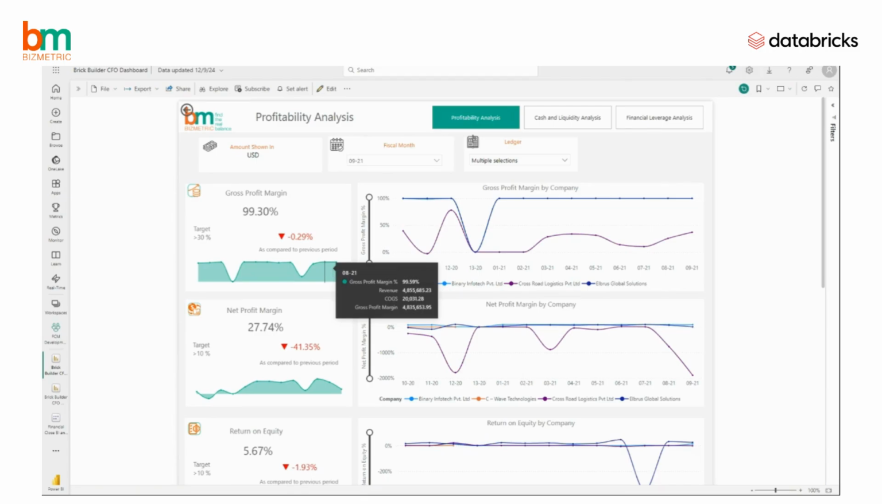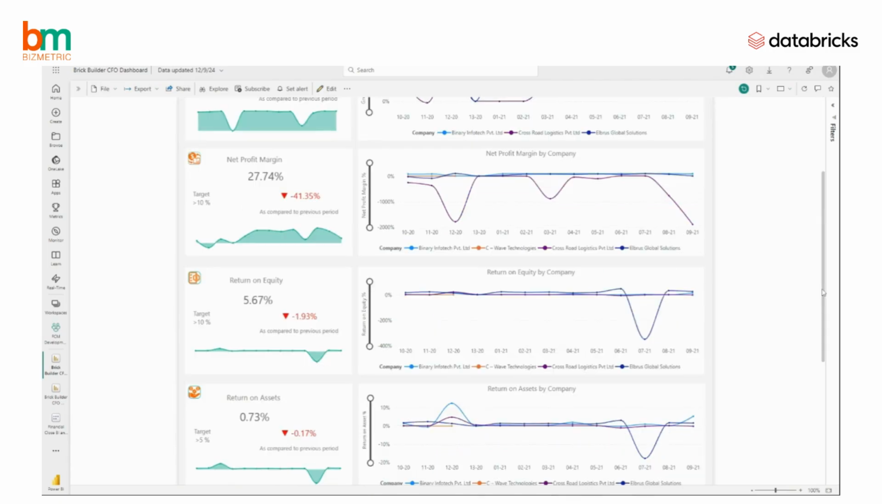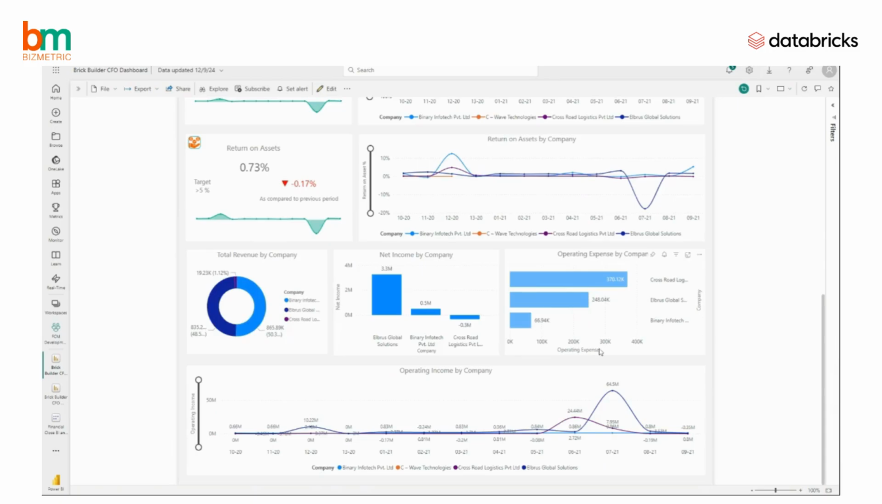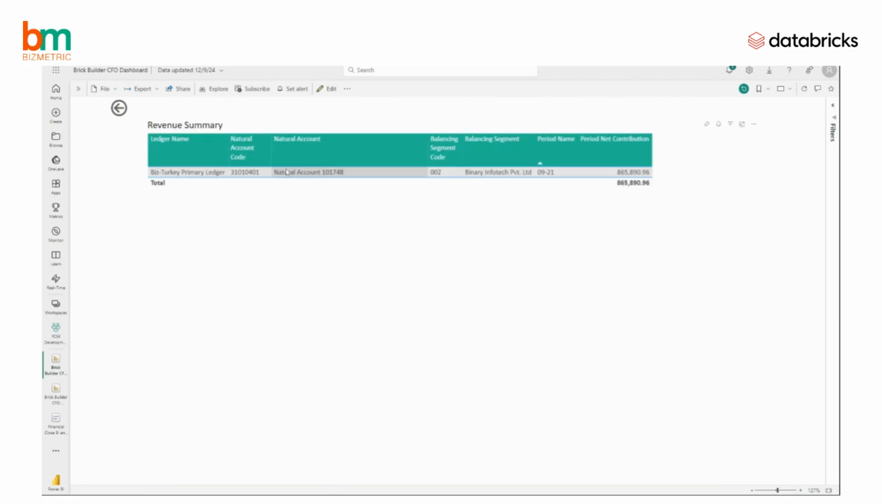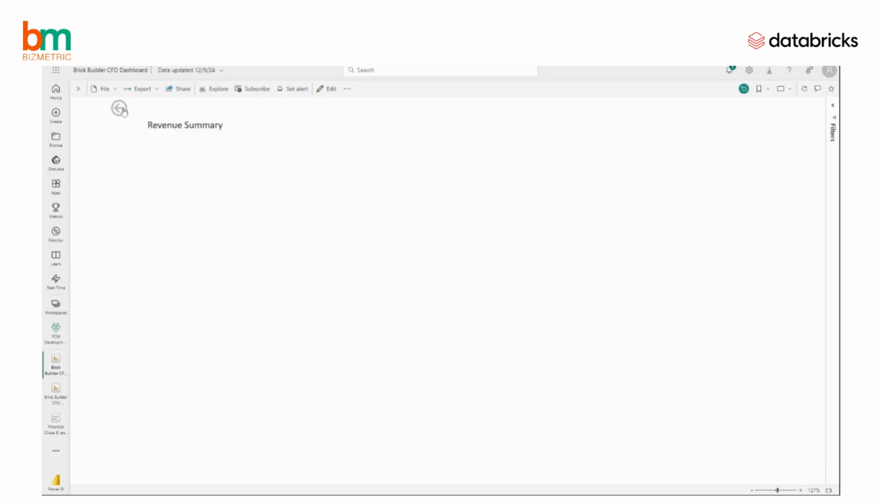These metrics include profitability analysis, gross profit margin, net profit margin, return on equity, return on assets, total revenue by company, net income by company, operating expenses, and operating income by company. Users can drill down from high-level summaries to detailed SL-level information, including transaction-level data like invoice numbers.